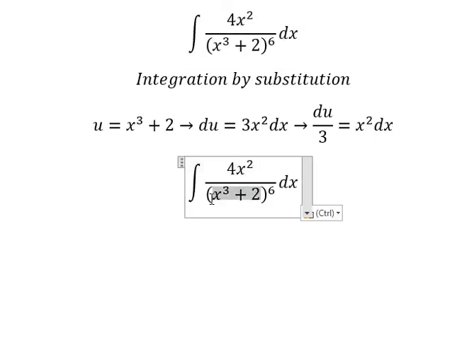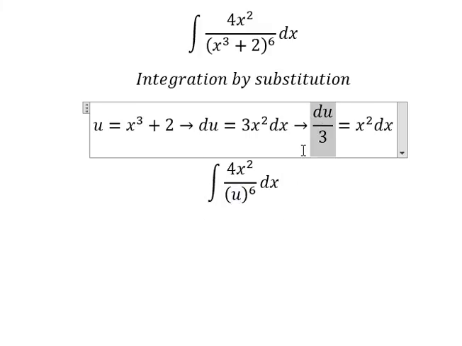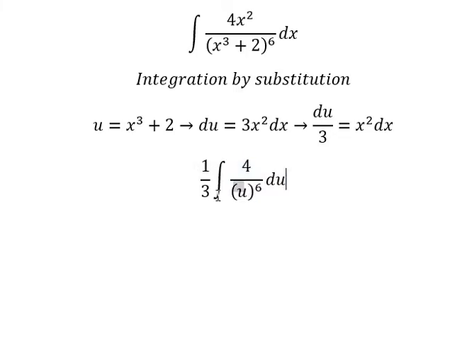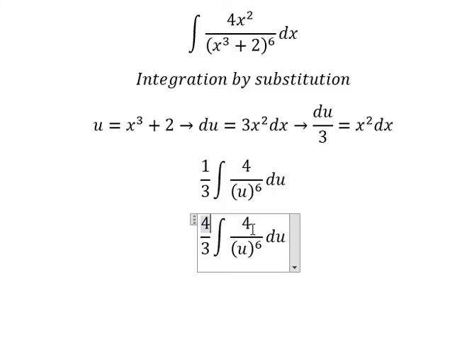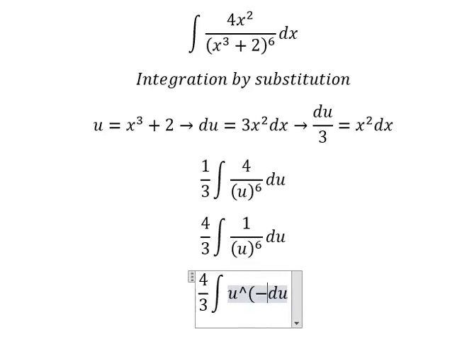This one we change by u. x squared dx we change by this one. So number 4 I will put in here. And this one I will put into u to the power of negative number 6.